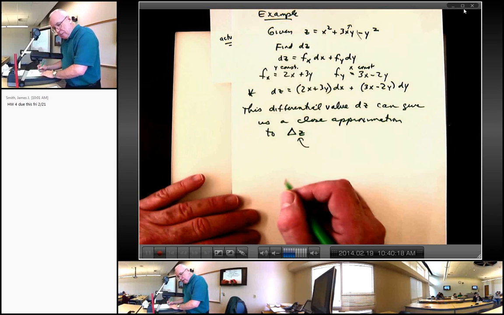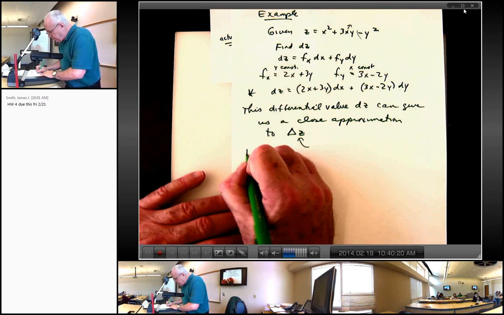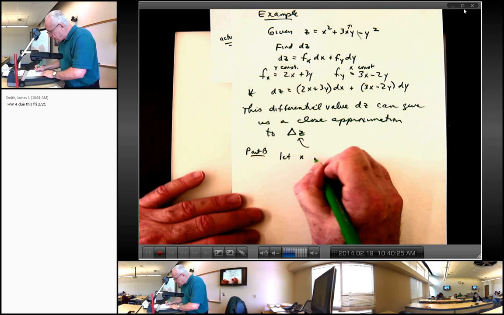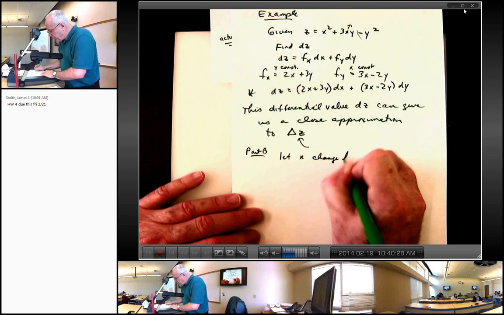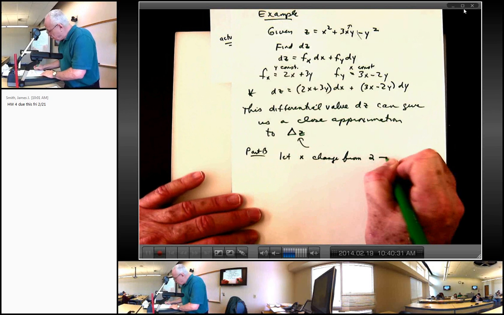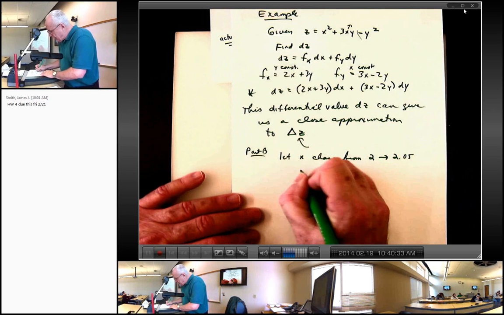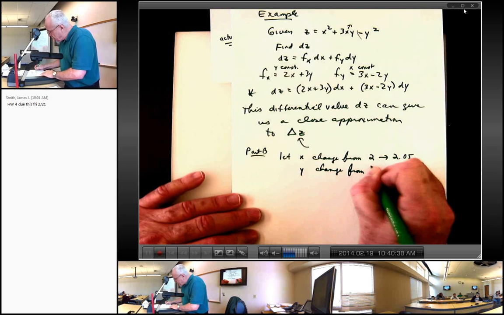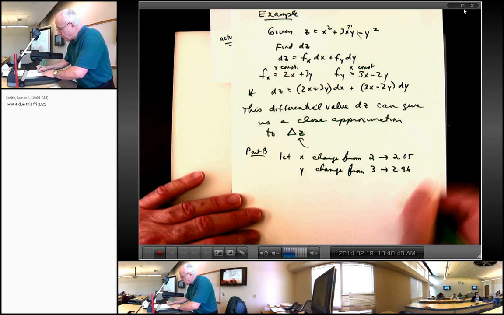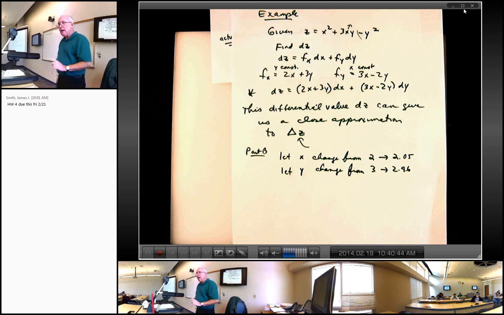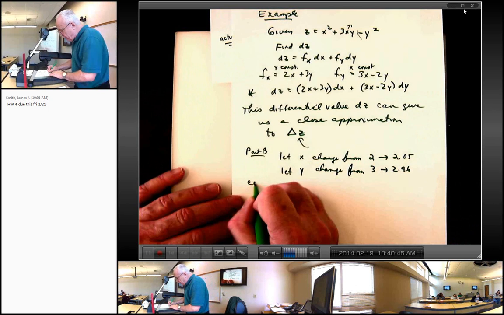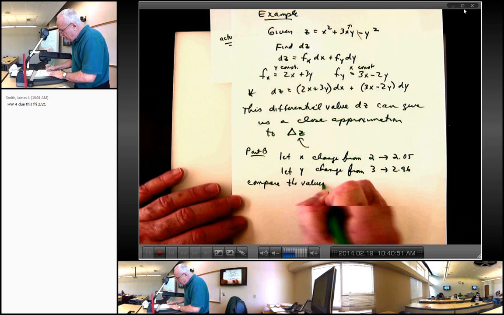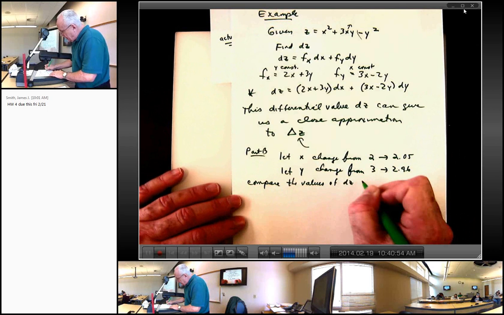So, part B, let x change from 2 to 2.05, and let y change from 3 to 2.96. All right. And what we're asked to do here is to compare the values of dz and delta z.